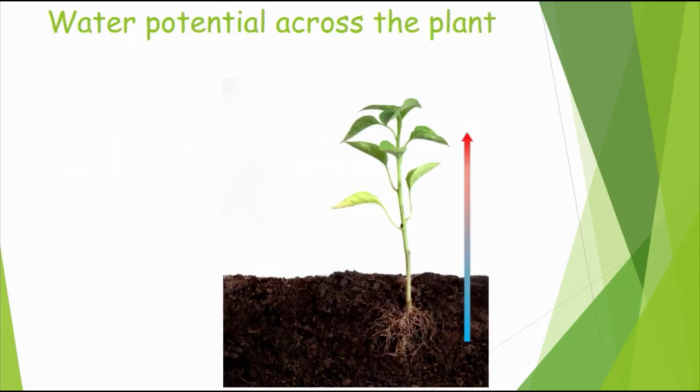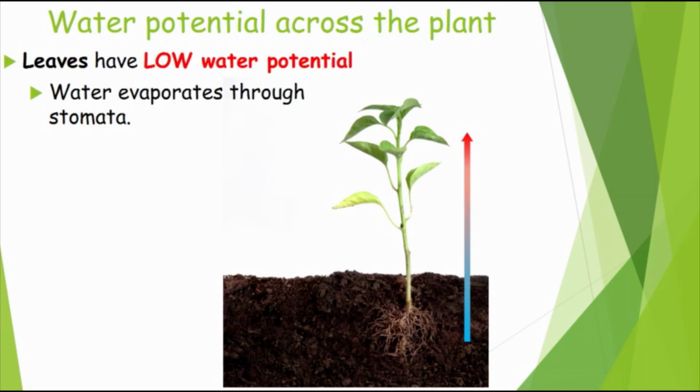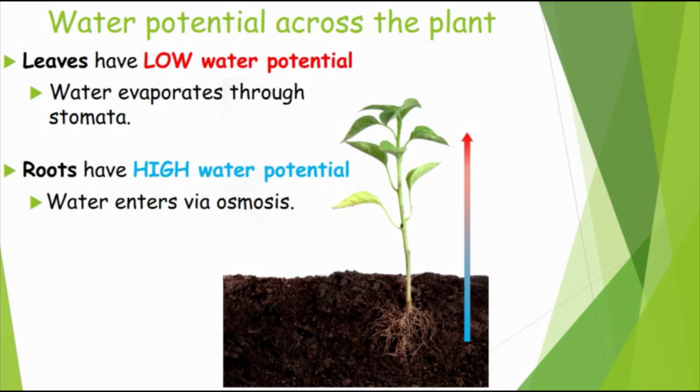The first thing that we need to look at is how water potential is established in a gradient across the plant tissue. We're going to look in the leaves first, and we notice that the leaves have very low water potential because water is always evaporating through the stomata when they're open. In the roots, it's the opposite. They have a much higher water potential because they're going to be taking the water out of the soil through osmosis.